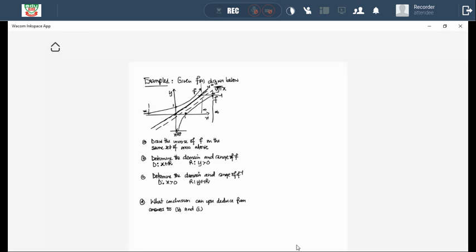Okay, what conclusion can you deduce from the answers to your B and C? Look at this. That which was the restriction of the domain, where we were saying x is an element of all real numbers, becomes the restriction of the range of the inverse. That which was the restriction on the range of f is now the restriction of the domain of the inverse.